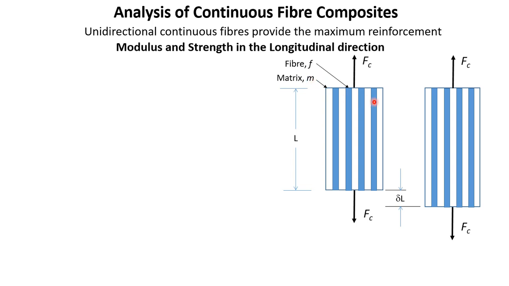Now imagine we are applying a tensile load of Fc to this composite. So Fc in this direction and Fc in this direction. So this is the load. Because of this load, this composite will extend by delta L. So delta L is the extension. So after extension, we get the composite in this form. It is still in the elastic range. So that means if we release the load, it will go back to this length. So in this situation, the strain will be given as delta L over L.